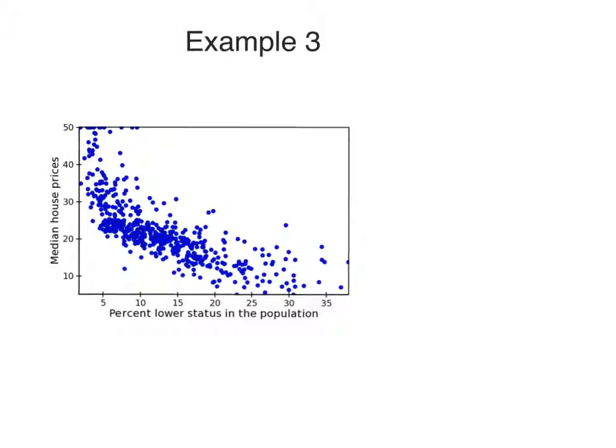So, first of all, I'm noticing the context is we're talking about percent of lower status in population versus their median house prices. Okay, and I'm noticing that there's a definite pattern here. It looks like it's curved. Definitely not linear. Looks like it's a very strong curve. If you notice, all the dots are pretty much around it. The only one that looks a little bit weird is this one right here, but I don't think it's far enough for us to call it an outlier. So I'd say there's no outliers.